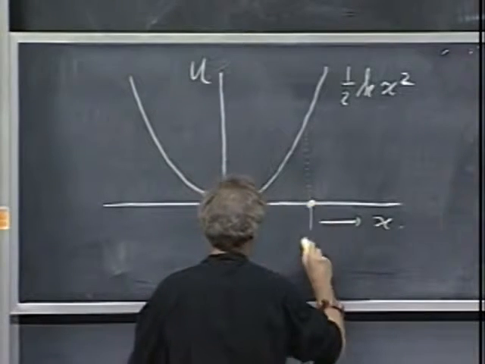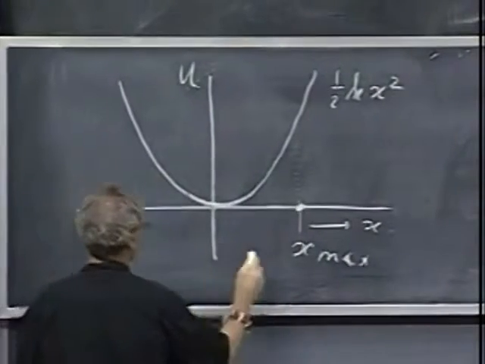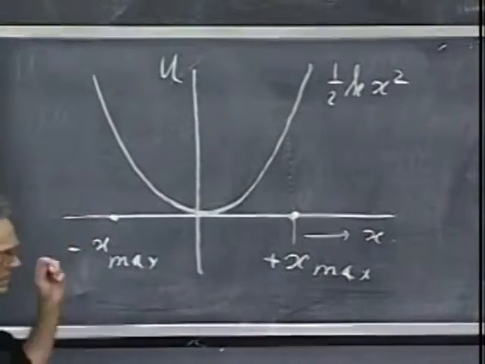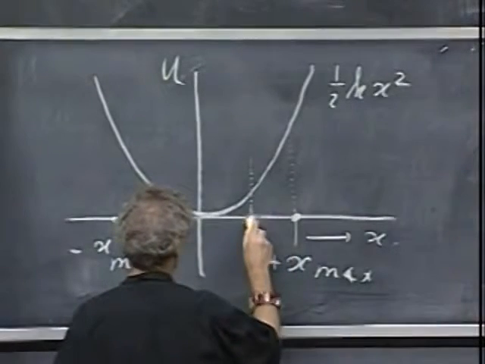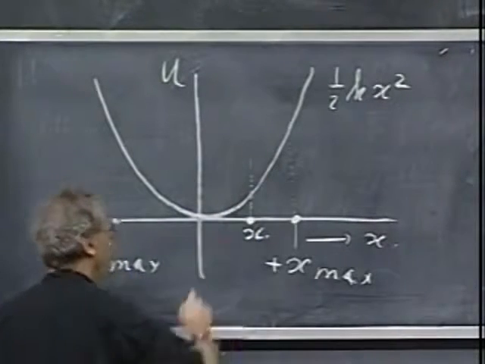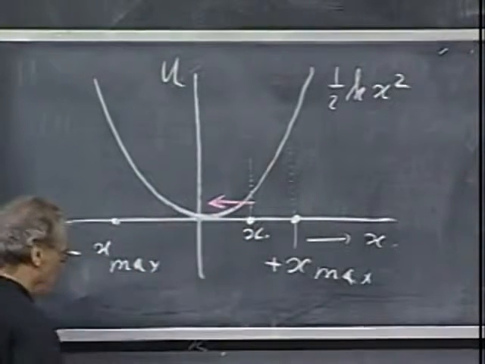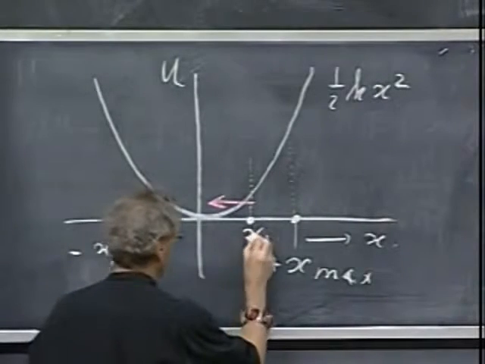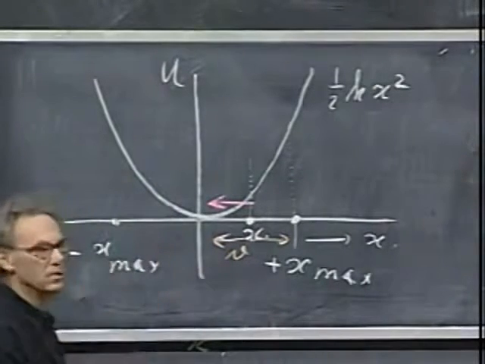Let the object be at a position x maximum here. It is going to oscillate between plus x max and minus x max. When it is at a random position x, there is a force on it, and the force is always in the direction opposing the increasing potential energy, so the force is clearly in this direction. It's being driven back to equilibrium. When it is there, it will have a certain velocity. The velocity could either be in this direction or in that direction. It has a certain speed.